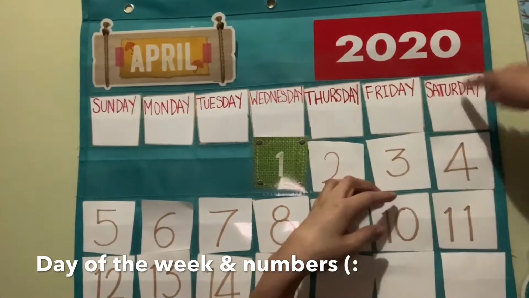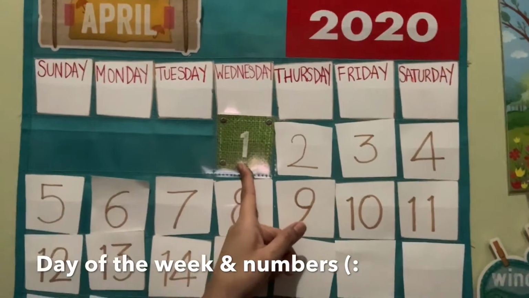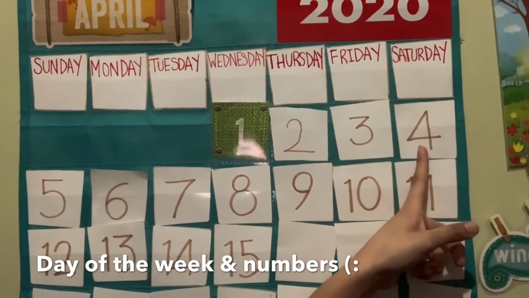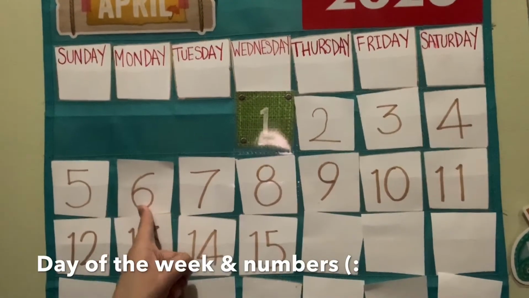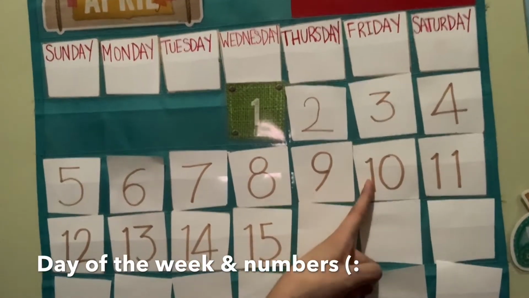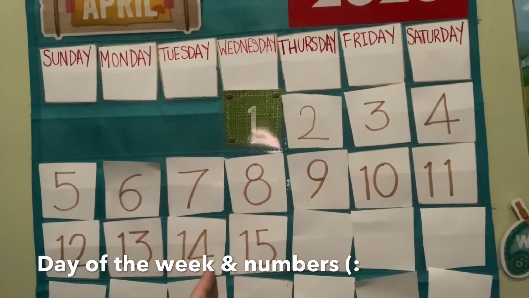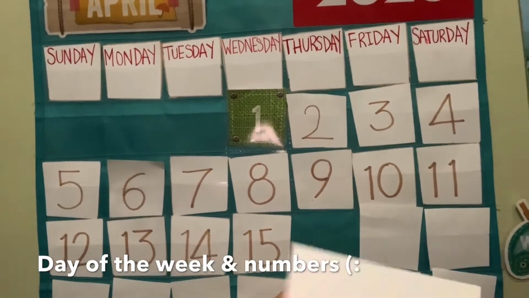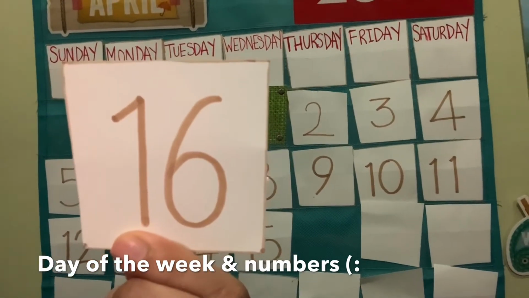Now let's count together. We're going to count all of our numbers in order. Ready? 1, 2, 3, 4, 5. Now let's whisper. 6, 7, 8, 9, 10, 11, 12, 13, 14, 15, and that's correct. It's number 16. Good job, boys and girls.